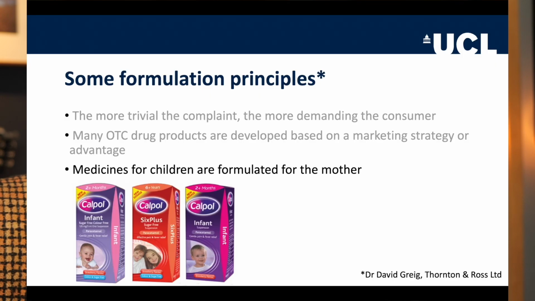Two more principles, then we can take a break. Medicines for children are formulated for the mother. What does that mean? It means no mother will allow her child to take something she hasn't tried for herself. If she doesn't like it, there's no way it will be going near her child. So the flavours are chosen for the mother, not the child. I didn't believe this until my wife and I had a child, whereupon I witnessed exactly this behaviour.